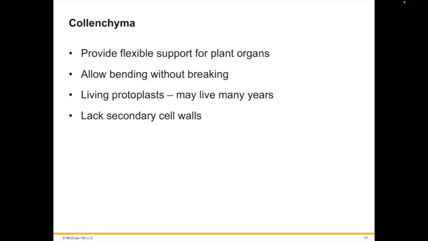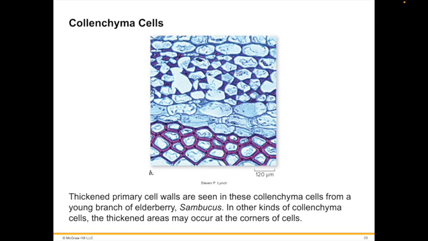They often form strands or continuous cylinders beneath the epidermis of stems or leaf petioles, which I mentioned a moment ago, or stalks, and along the veins in leaves. Strands of collenchyma provide much of the support for stems in the primary plant body. These are collenchyma cells. And this is from elderberry.